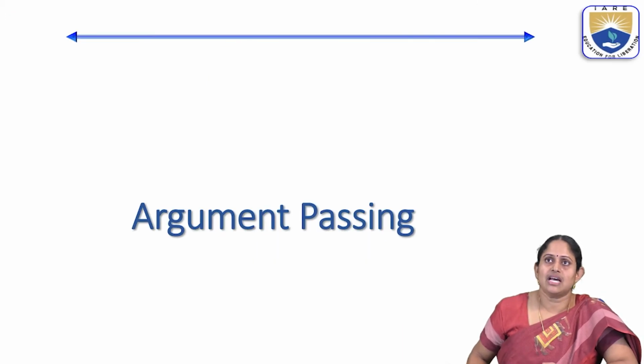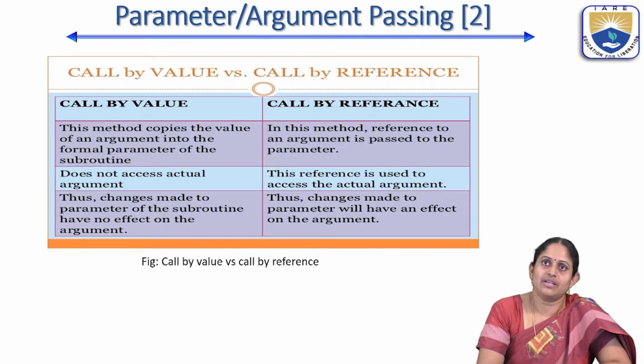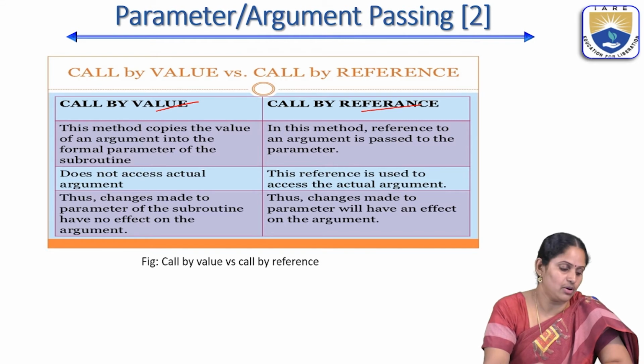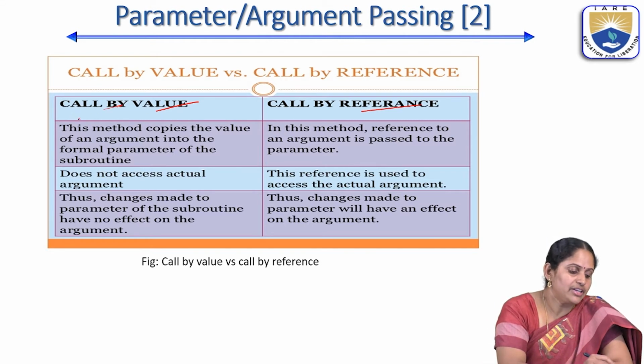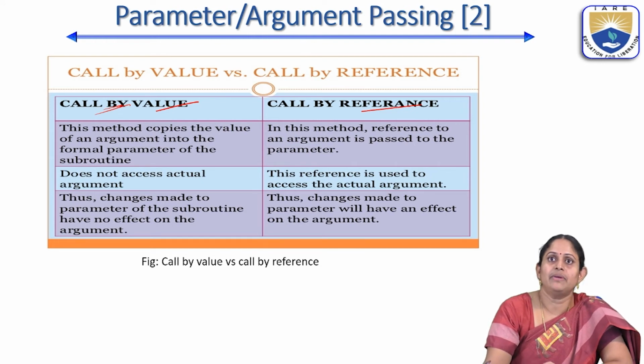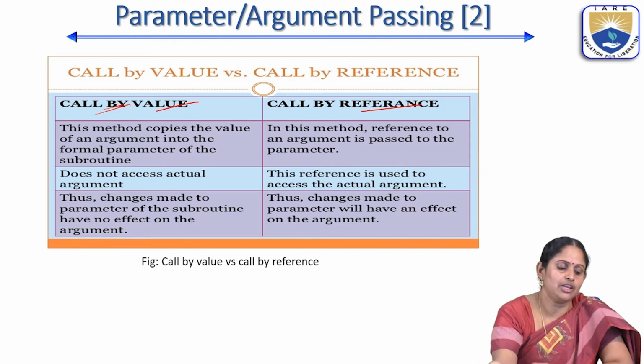Next, let's look at how these arguments can be passed. In every programming language, the parameters may be passed as value or as reference. If it is a call by value procedure, then a copy of that value will be passed on to the formal parameter. So the method will copy the value of the argument into the formal parameter of the method. Whereas if it is called by reference, then a reference is being passed to the argument.